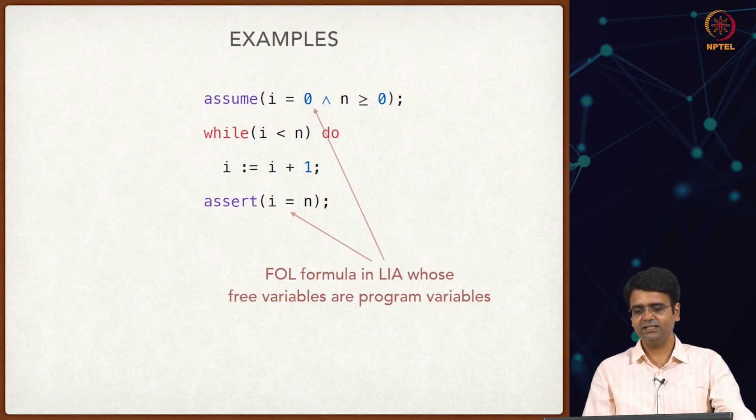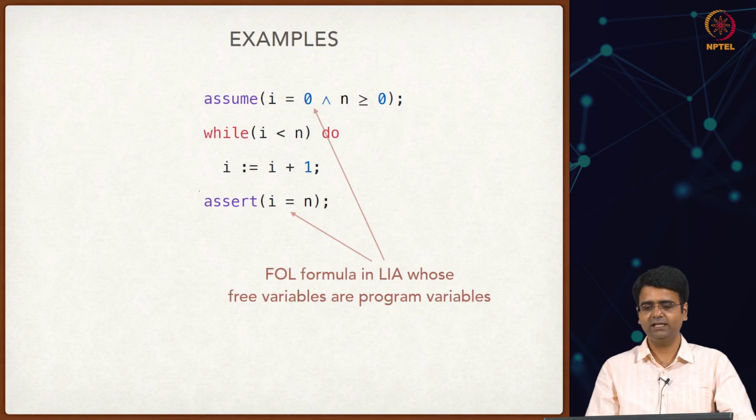As we have already seen, the conditionals given to assume and assert as well as to while are all formulas in LIA whose free variables are program variables. So these formulas do have free variables, they don't have any quantification, which means you can have free variables, but all the free variables should be program variables.